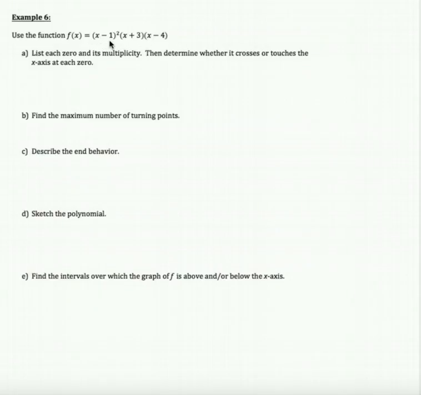So when I look at my function, I see that I have one 0 here, another 0 here, and a third 0. Okay? So my zeros are, what makes this first piece equal to 0? 1. So my zeros are 1, -3, and 4. Then I need to list the multiplicity that's associated with each one. And then I have to determine if it's going to cross or touch the x-axis at each of those points.